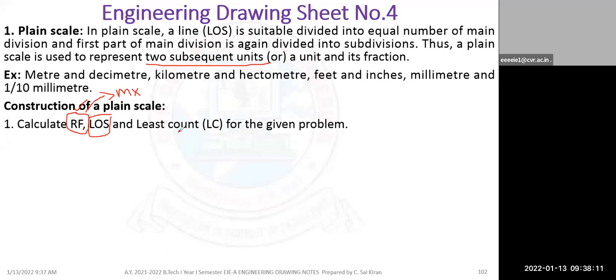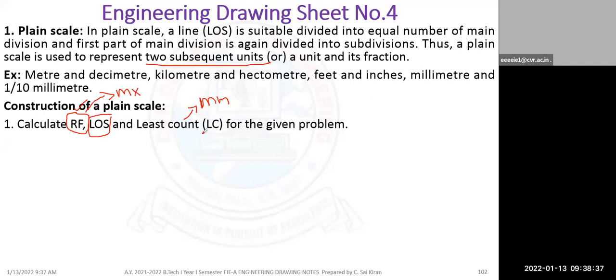Then you have to find the least count. Suppose you take your normal 15 centimeter scale, the least count is 1 mm, because less than 1 mm you can't measure anything on your normal scale. If you want to measure 0.5 mm, it is not possible on your scale. You can measure only 1 mm. So that is the least count.